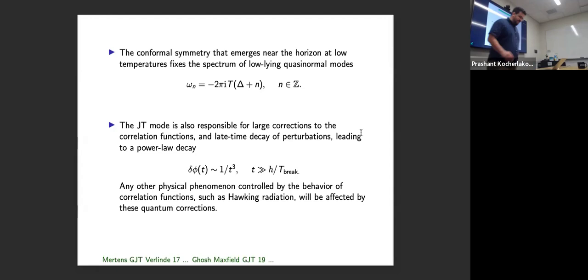And since you asked that, also let me say that there are also power law decays of perturbations in flat space that are classical, and this is unrelated to that. This has an origin in quantum correction, it's not a classical effect.